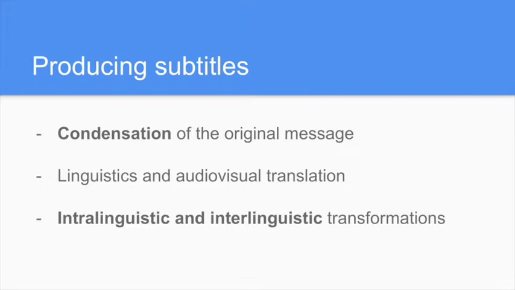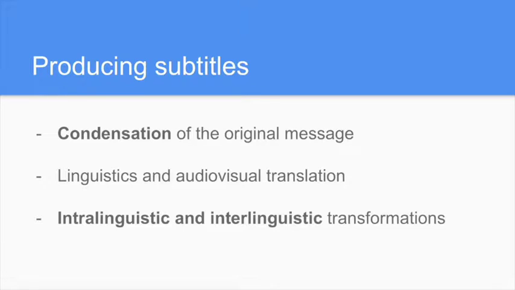But first things first. Editing subtitles requires condensation of the original message, linguistic expertise, and, last but not least, dexterity in audiovisual translation. Translation in this context does not exclusively mean from language A, say English, to language B, for example Spanish. It may well apply to different varieties of the same language. When we proceed from a source language to a target language, as in the case of English to Spanish, or vice versa, we will be talking about interlinguistic translation. On the other hand, when we are working within the boundaries of a single language, whichever it may be, the term we should be using is intralinguistic translation.